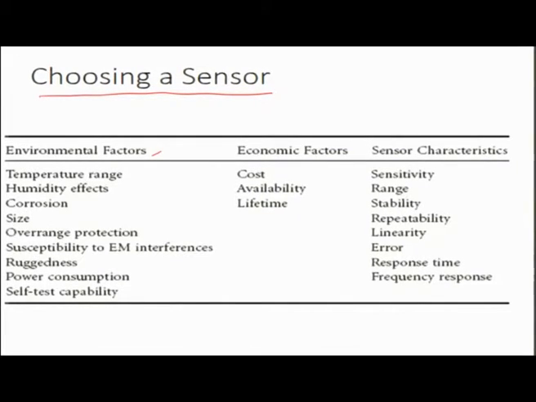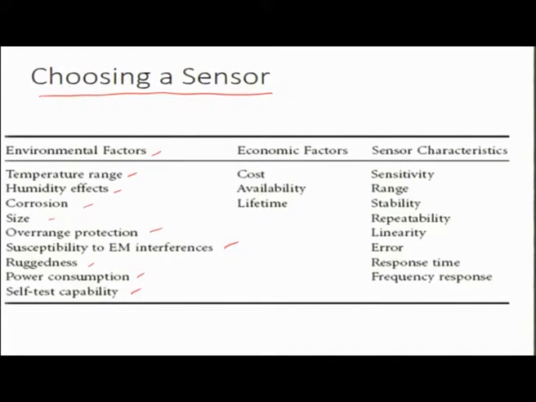For example, some of the commonly used operating conditions could be the temperature range over which the sensor needs to be used, the effect of humidity, the effect of corrosion, size, overrange protection, susceptibility to electromagnetic interferences. You could talk about power consumption, self-test capabilities or ruggedness. These are all the environmentally assisted factors which would be the first choosing guidelines for what kind of sensor needs to be deployed. Sensors need to be somehow graded to some of these environmental conditions, where we can ensure that even though some of these fluctuate very rapidly, the sensor will still have its normal performance.